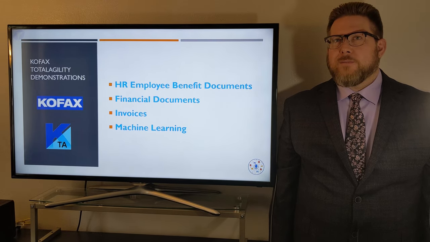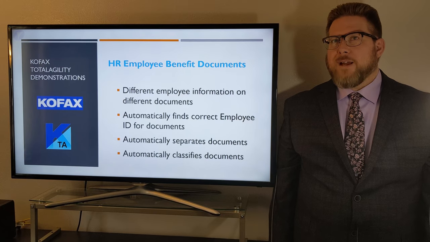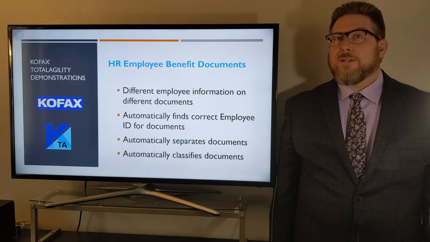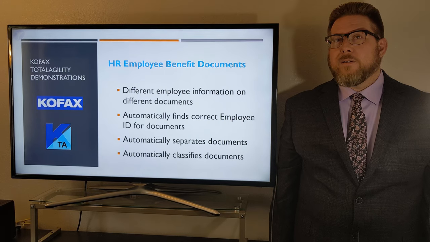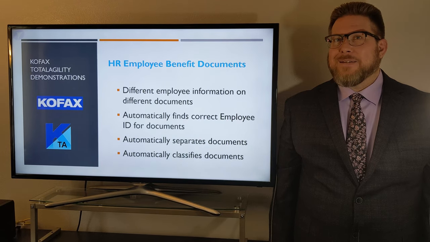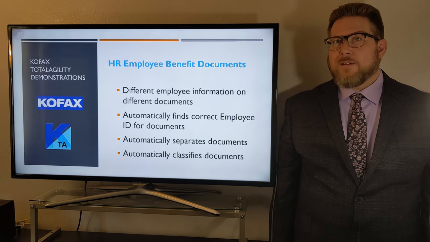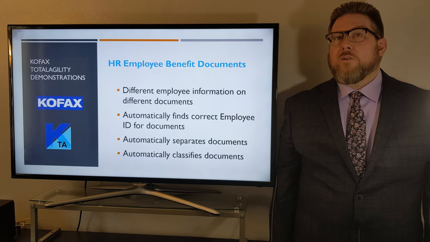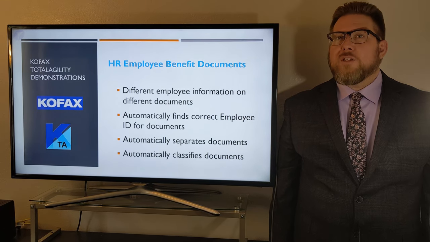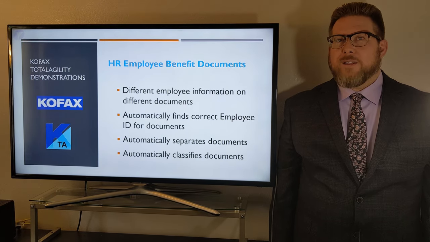One of the demonstrations is an example of HR employee benefit documents that are all wrapped into a PDF. Those documents could be sitting on a server, out on an email address, or could have been printed to be scanned. The documents have different pieces of employee information on the different documents, so it's not all the same. It will use a database and a business system to look up the employee ID for the documents using the information that it can find based upon the type of document. It will automatically separate the documents and classify them.